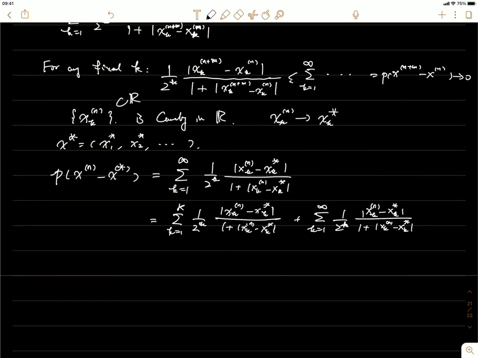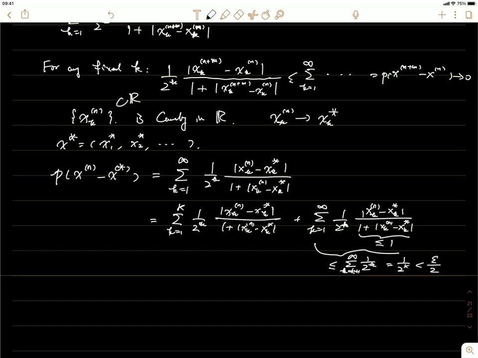Okay, so now the idea is, again, we choose a k large enough, choose the capital K large enough, so that we know that this one is always less than or equal to 1, no matter what. And when we choose capital K large enough, this whole thing will be less than or equal to the sum of 1 over 2 to the k, where k is from capital K plus 1 to infinity. So when the capital K is large enough, it's equal to 1 over 2 to the capital K. When capital K is large enough, this is going to be less than half epsilon.